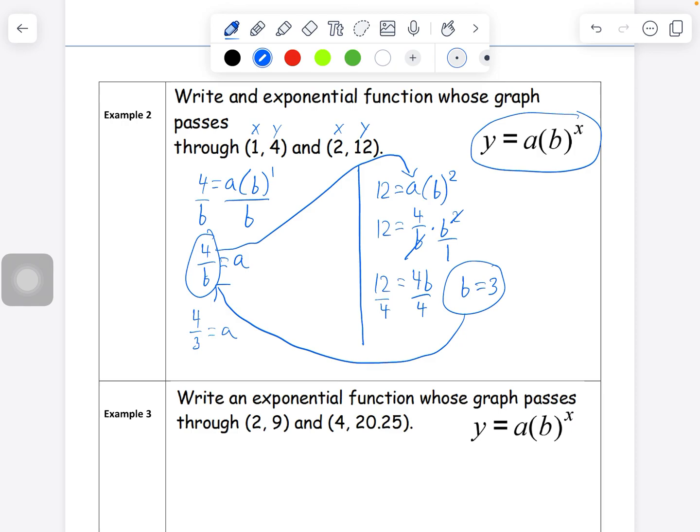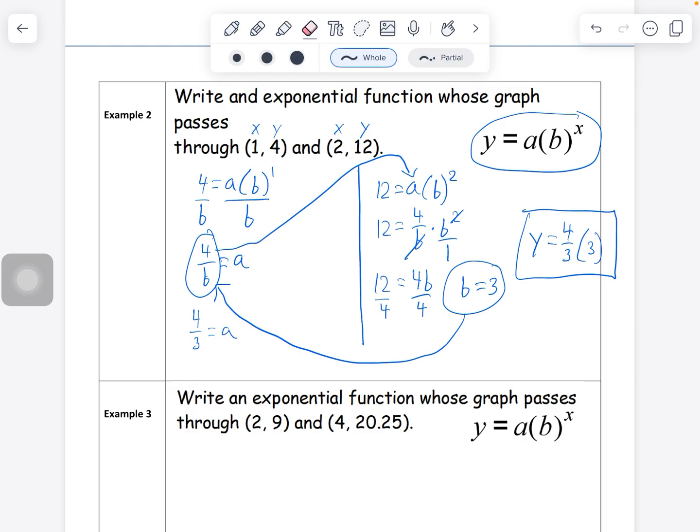So to write the final equation, we write it like this. y equals, our a value is 4/3, and then our b is 3, and then our exponent is x, which we need to write as x, not as 1.